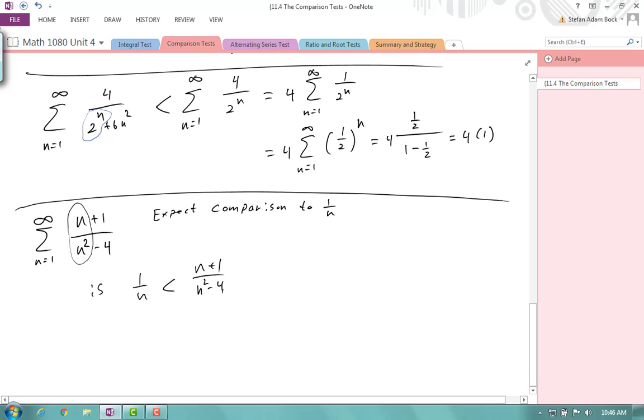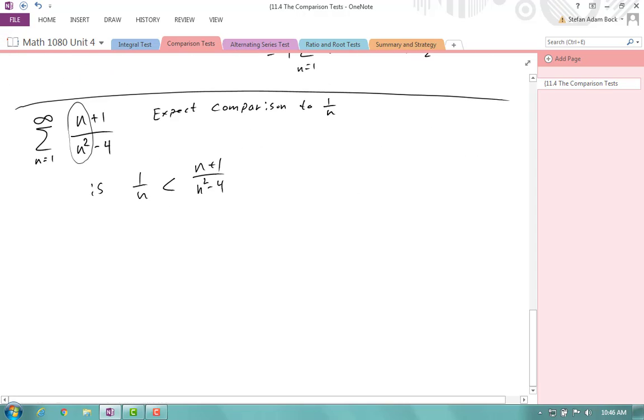This type of inequality is not clear immediately, and I have a couple of techniques at my disposal. I should add a question mark. I could ask the question and then verify. So repeating the question, I could cross multiply. I'd be asking, is n squared minus 4 less than n squared plus n? And that's certainly going to be true for all positive n.